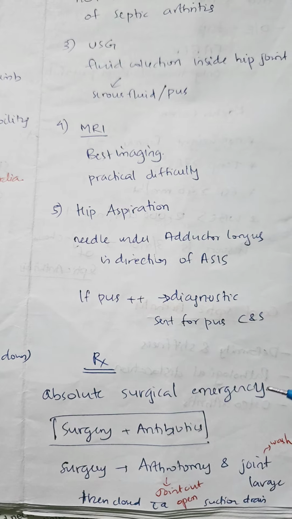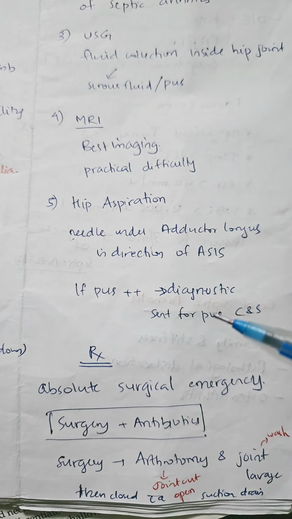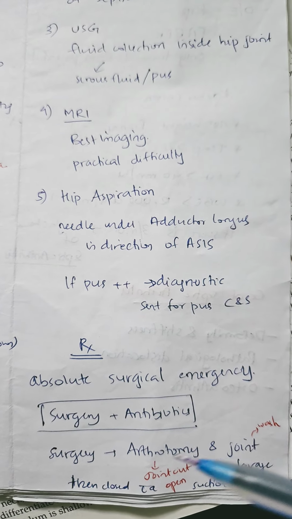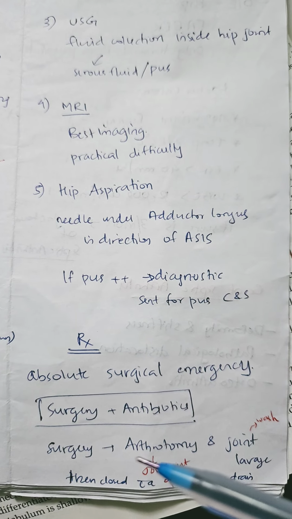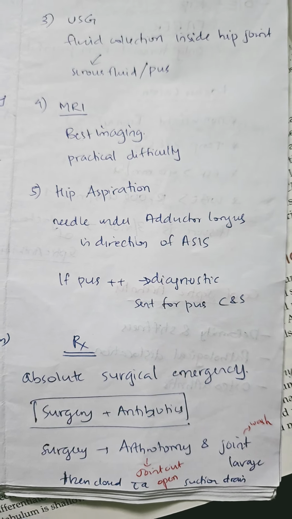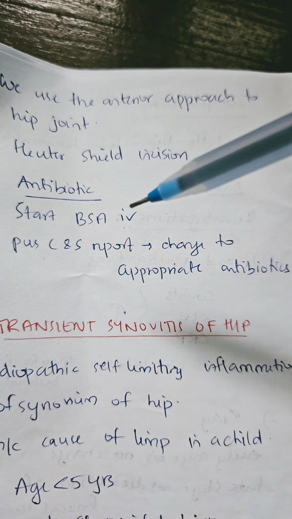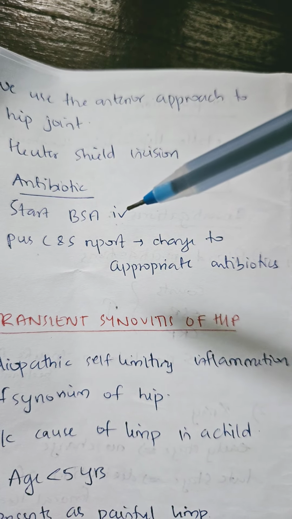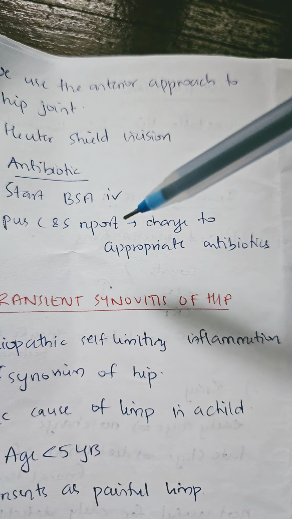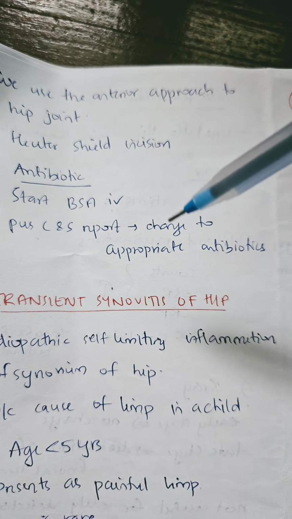Treatment, it's an absolute surgical emergency and you have to do a surgery, and as it is an infection, you have to give antibiotics based on the culture and sensitivity report of the pus. So surgery, first you have to open the joint, that is arthrotomy, and then you have to wash the pus out of the joint, that is joint lavage, and then you will be closing the joint with a suction drain, and then you will start antibiotics. So broad spectrum antibiotics are usually used, first IV and then oral. That is based on the pus culture and sensitivity report, and when that report comes, you have to change to the appropriate antibiotics if there is no effect from giving that antibiotic.